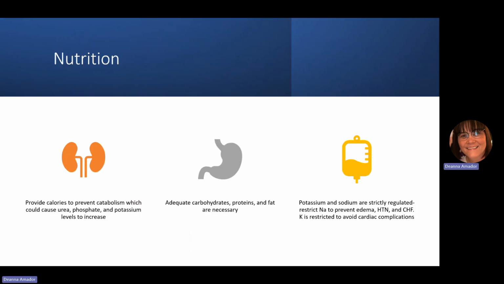So again, with our diet, we want to make sure there's enough calories. We don't want the patient to start to go into catabolism, which would cause even worsening of our electrolytes. But we want to make sure that we give low potassium and low sodium, and that these are restricted to prevent hypertension, CHF, cardiac problems, edema, things like that.